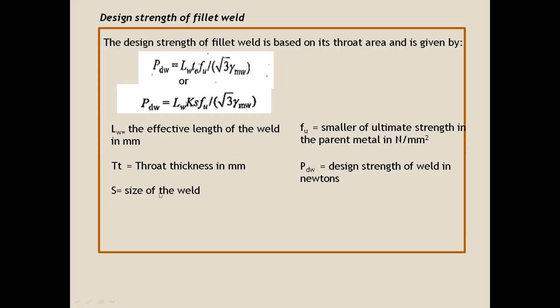This is the design strength of fillet weld. You have to use this formula to calculate the design strength of the fillet weld. Gamma mw partial safety factor is 1.25 for shop weld and 1.5 for field weld. This is the gamma mw value. Take it from the standard IS 800-2007, table number 5.